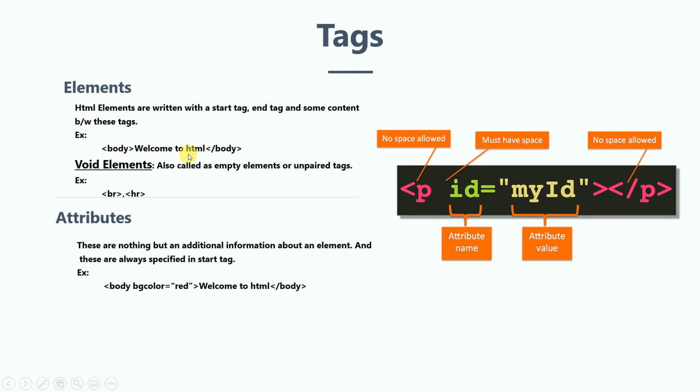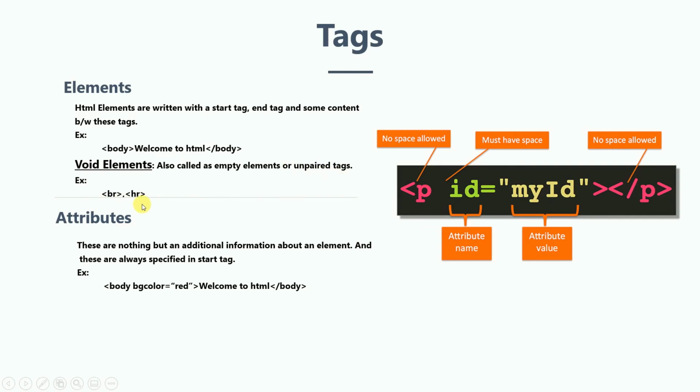Like these elements, we have a lot of elements in HTML. And apart from these elements, we have void elements. These void elements are nothing but, in HTML, some tags that do not have closing tags as well as content. Those tags are called void elements, also called empty elements or unpaired tags.